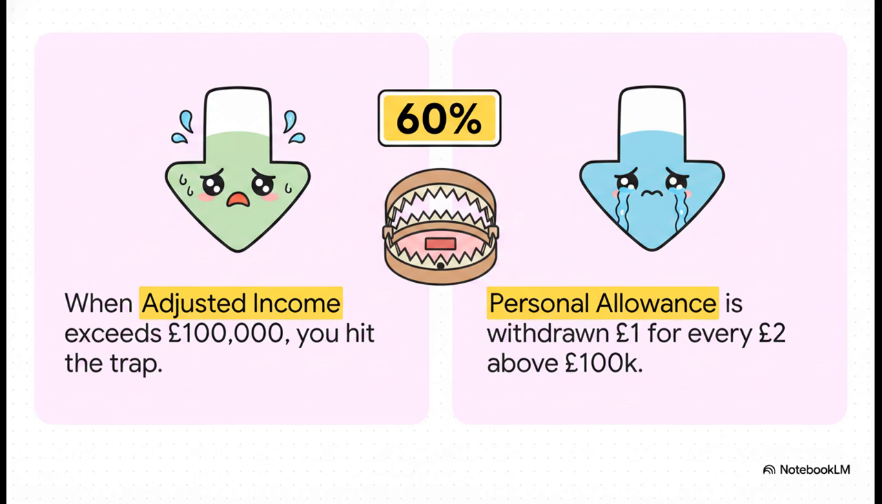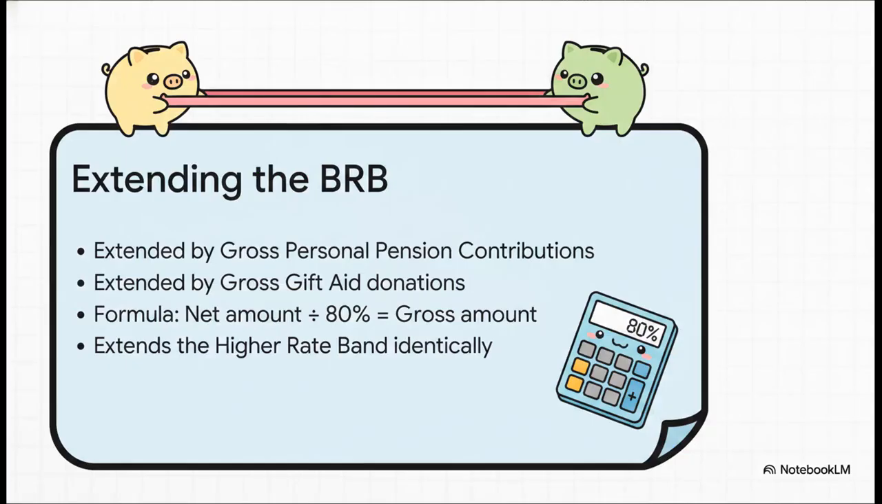This is exactly where throwing money into a pension or making a gift aid contribution becomes an incredibly strategic move to pull that income back down. So how do we mitigate that trap? You extend the basic rate band. But listen closely, class, here is the golden rule. You always extend that band by the gross amount, never the net. If your client pays £8,000 into a pension, you divide that by 80% to find the £10,000 gross figure. That gross amount is what actually pushes your basic rate band higher. And a quick side note, don't forget this also pushes the higher rate band up by the exact same amount.